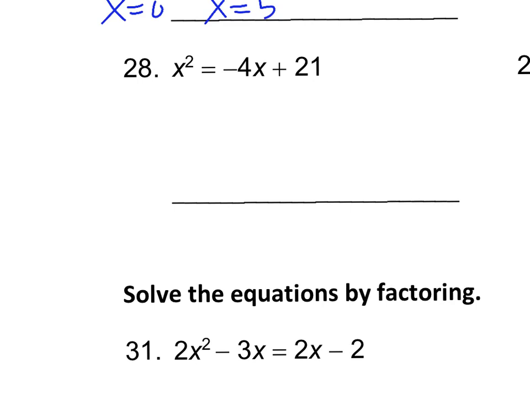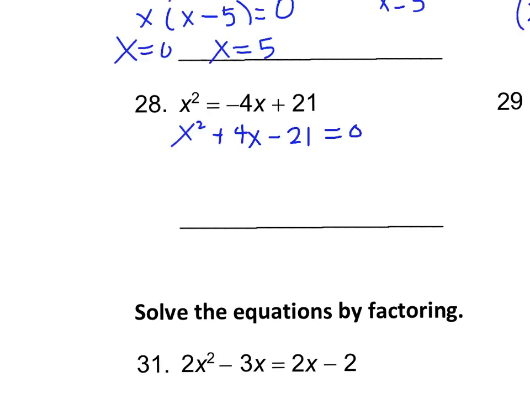Is this in standard form? No, it is not. Let me put it in standard form. Is there a GCF? No, there is not. Is there two terms? No, there is not. Is it a perfect square? No, it is not. So I'm going to have to find the numbers that multiply to be 21, but when I subtract them, I get 4.